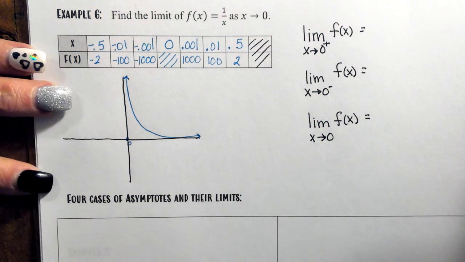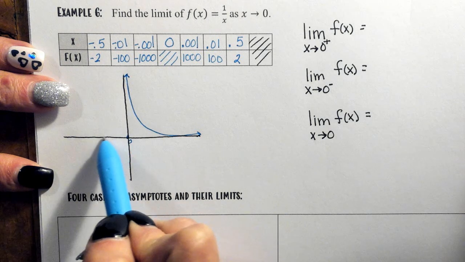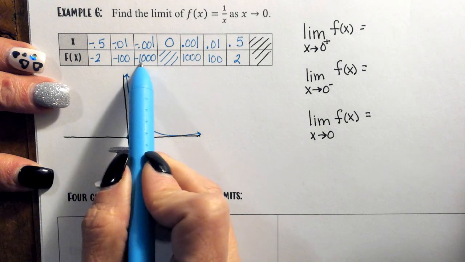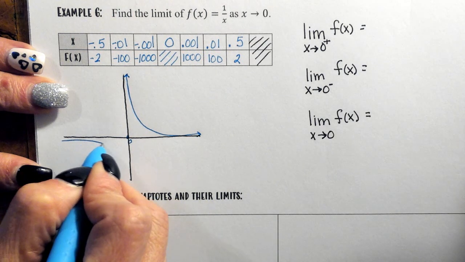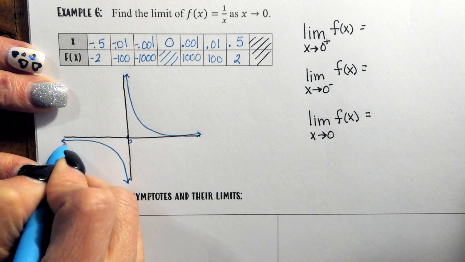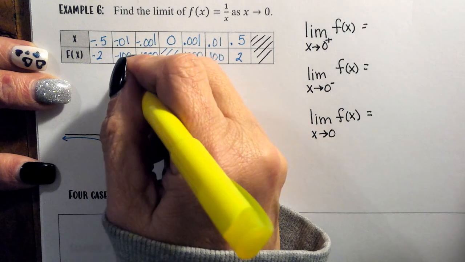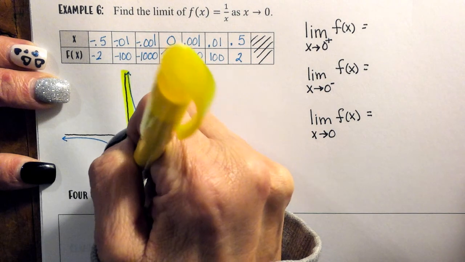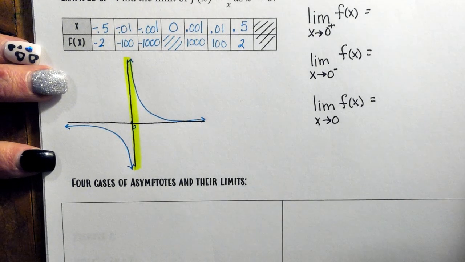And then as we come in from the other side, as we get closer and closer to 0, do you see that these numbers are getting bigger but negatively, right? So they're coming in and they're doing something like this. And they're going down forever and ever and ever. And so like the 0 line right here, you're never going to reach it. You can never get there. And if you graphed it on a calculator, you would see that picture.